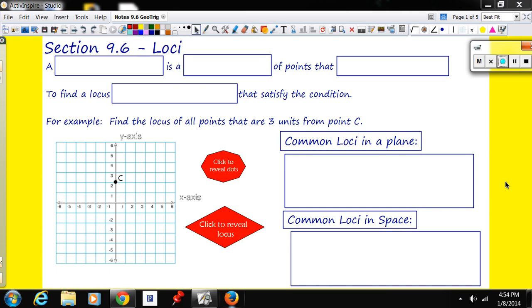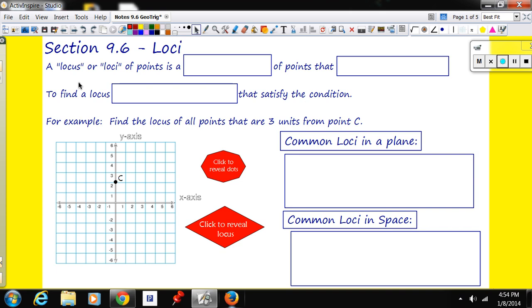Hey guys, here are notes for section 9.6 called loci. That's the plural. Locus is the singular, but let me explain what loci are. And you can just fill in the blanks and pause it if you need to.